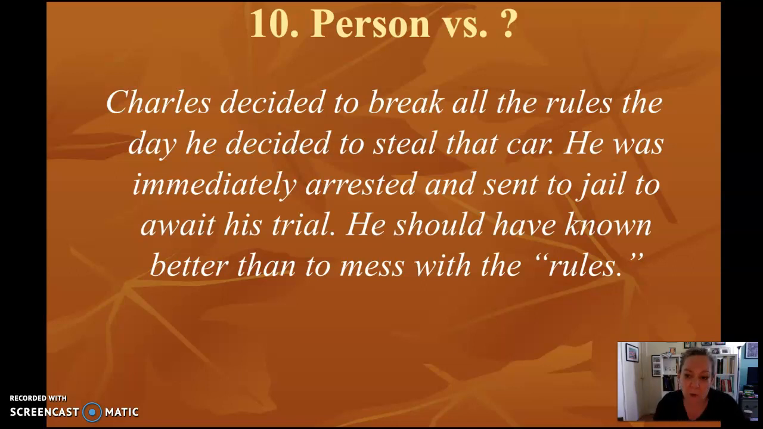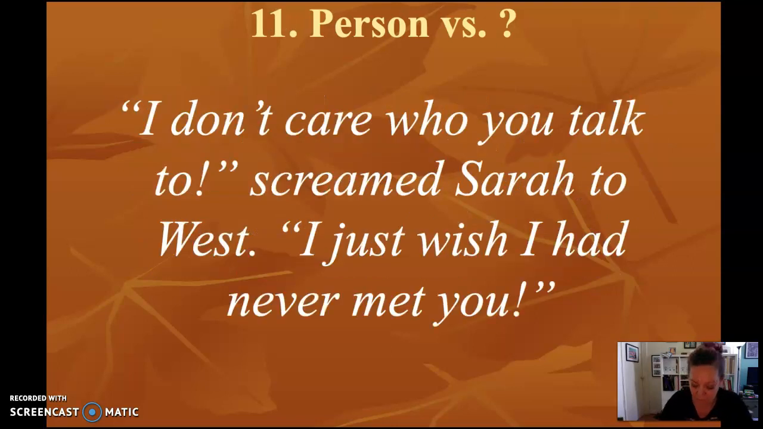10. Again, if I'm going too fast, just pause. Charles decided to break all the rules that day, the day he decided to steal that car. He was immediately arrested and sent to jail to await his trial. He should have known better than to mess with the rules. 11. I don't care who you talk to, screamed Sarah to West. I just wish I'd never met you.